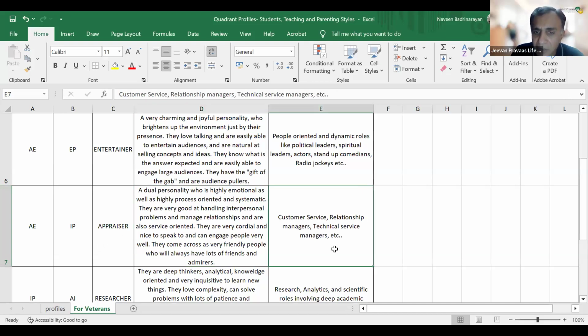Technical service managers, customer service, relationship managers, design requirements, all these things, requirements of design, how a particular suppose event हो रहा है तो कैसे होना चाहिए, कैसे arrange होना चाहिए, organize होना चाहिए, all that stuff you can think very clearly in your mind. You're very good at that, putting things together.